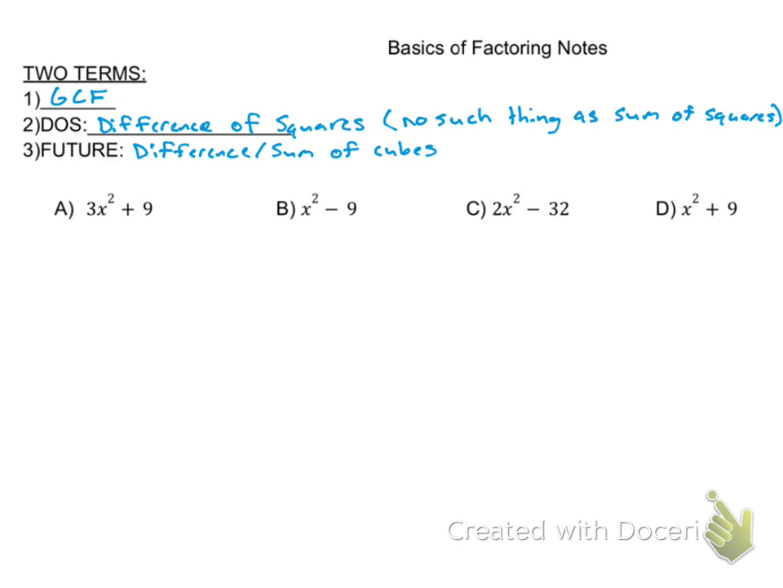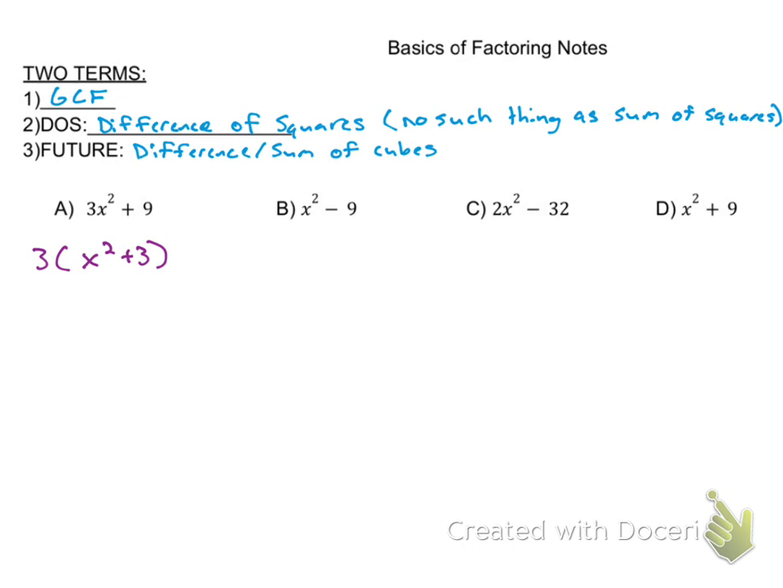So looking at A, is there a GCF there? 3. What would that leave me with? X squared plus 3. Can I factor that any further? No. B, is there a GCF? 1, but we won't take that out.